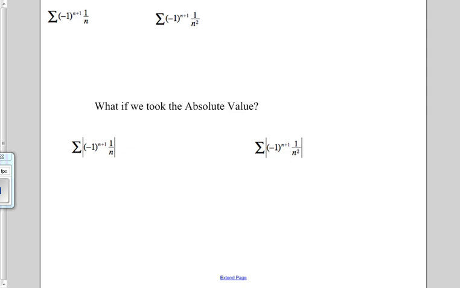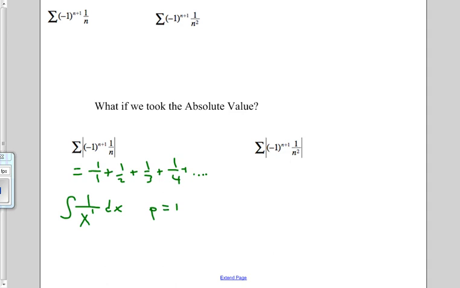So here we have taking the absolute value. And if we take the absolute value, these become series that we've looked at a bunch. This is just 1 over 1 plus 1 over 2 plus 1 over 3 plus 1 over 4 plus dot dot dot. When we take the absolute value, this really becomes just a p series. This is the integral of 1 over x to the 1 dx, and p here equals 1.